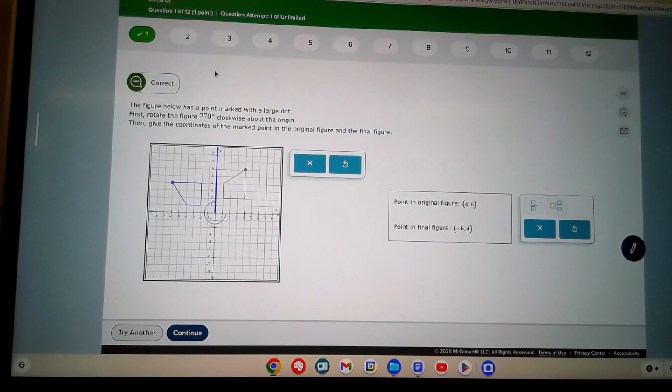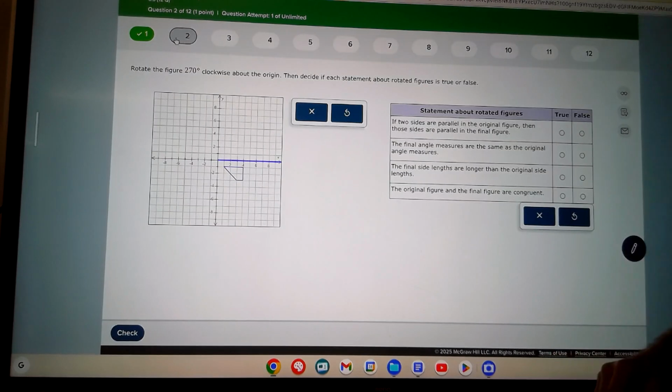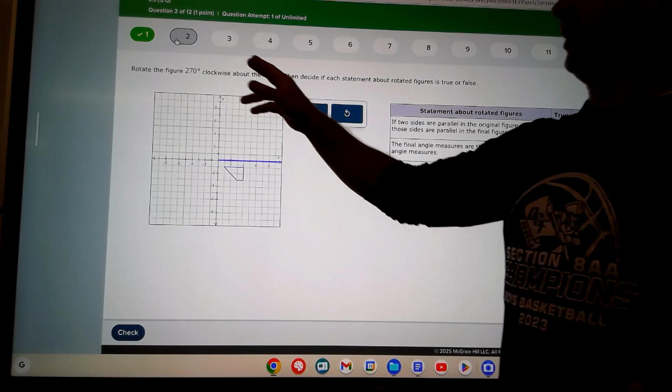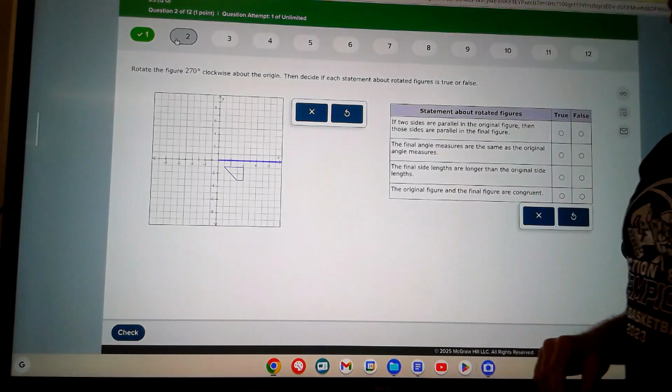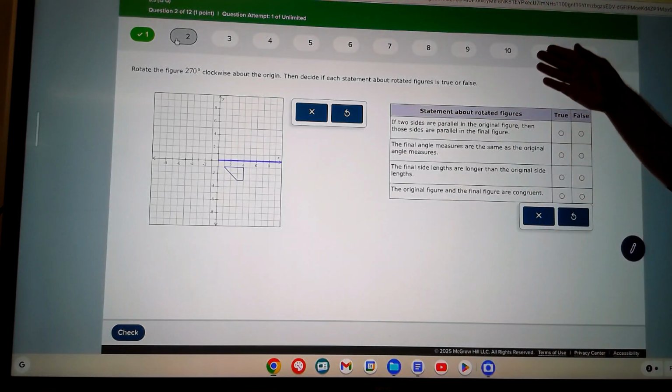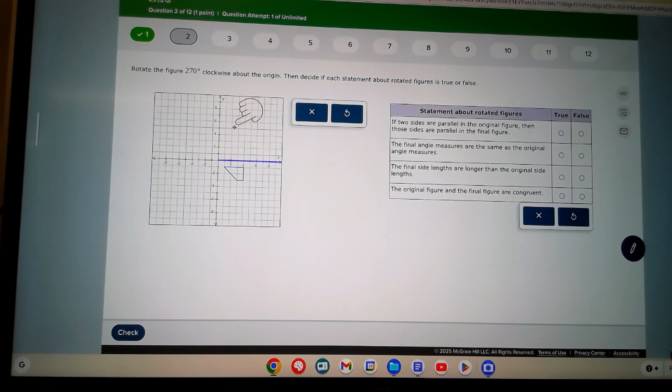Number 2. We're going to rotate 270 degrees again clockwise about the origin, then decide if each statement is true about rotating figures. Okay, so again, that big hand shows up. I'm going to go 270 degrees, so I just go 90, 180. It is easier if you grab from the farther out, a little bit easier than 270. There it is. Then just answer the questions.